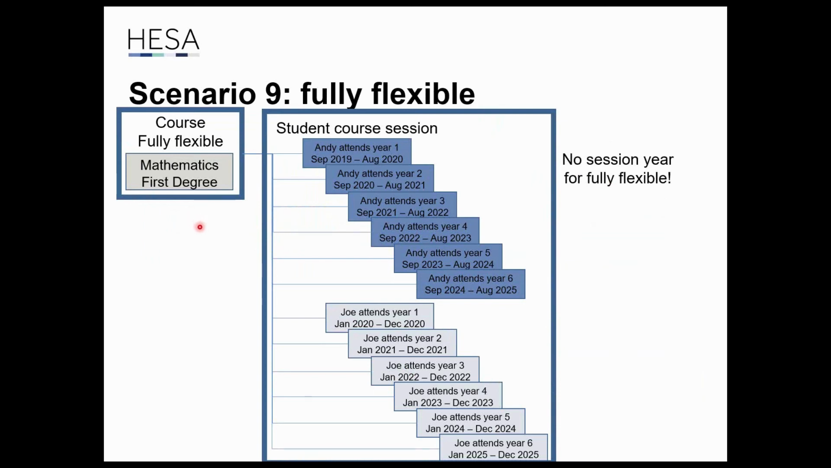So in here we've got Andy's student and Joe is a student. They started at different times. Andy started in September and Joe started in January. So they've got different student course session dates. But again, as with the PGR ones, this is where the 12-month period has to be brought into account. So they do have to be 12 months long.